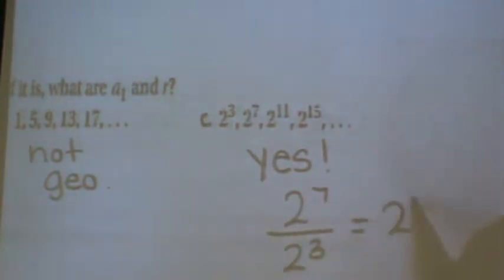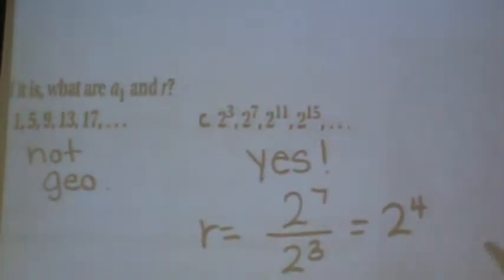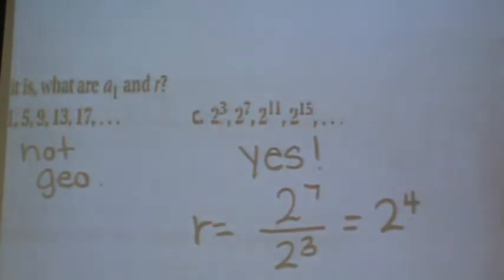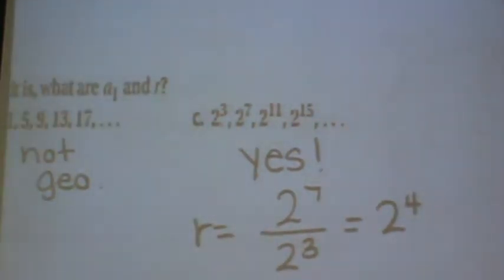How about the next one? It's not? Why not? Because you're adding 4. This is arithmetic, you're adding 4. How about this next one? What's the R value? 2 to the 4th? And it would be 2 to the 4. All right. That's your R value, 2 to the 4. And the first term is 2 to the 3rd. Okay? Next.